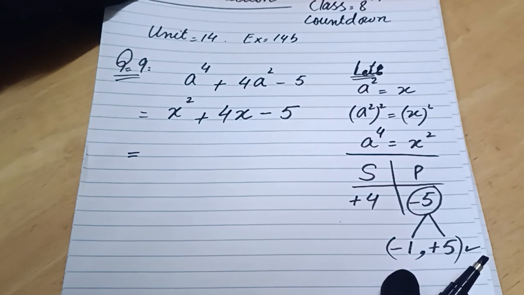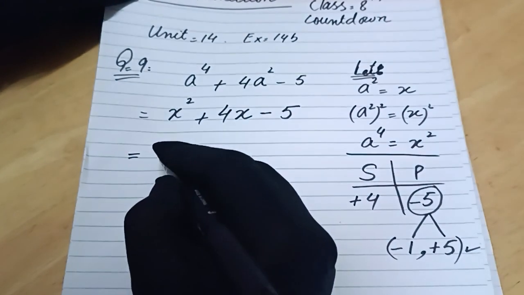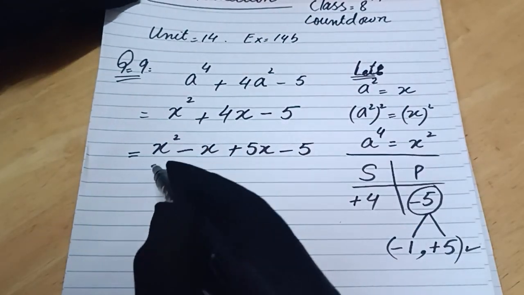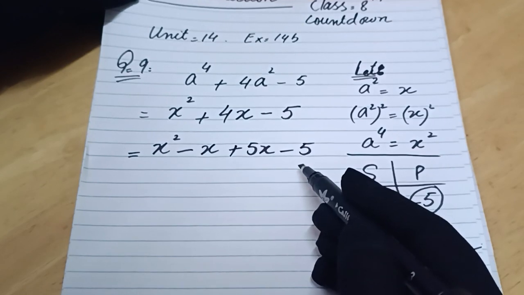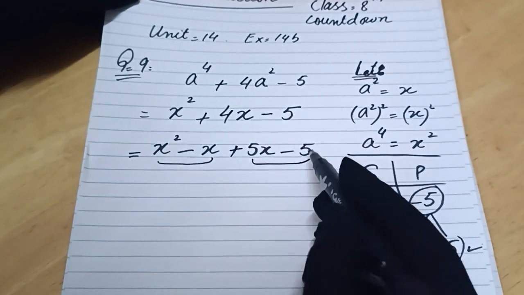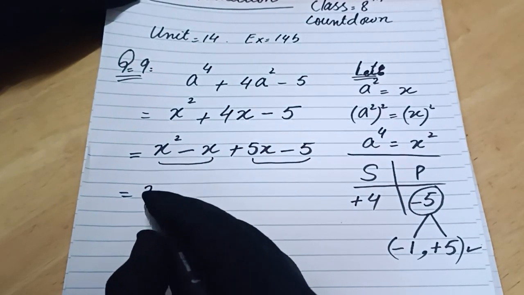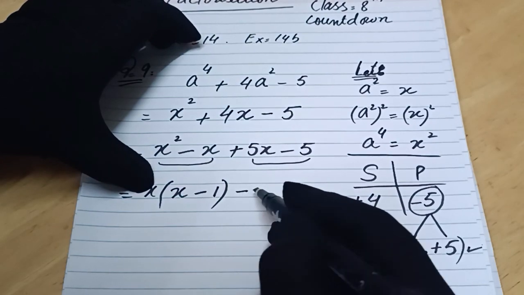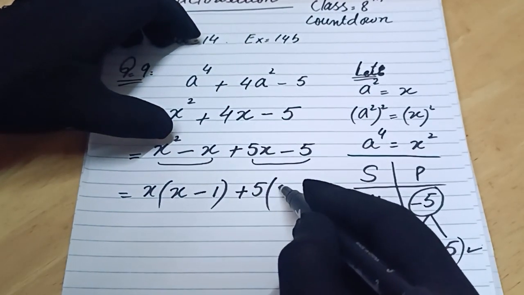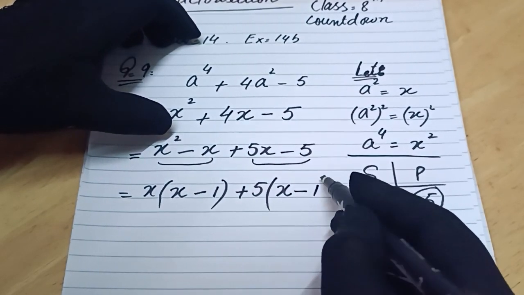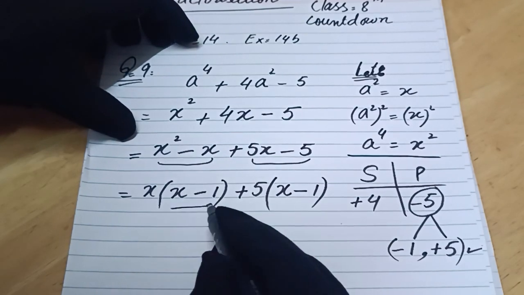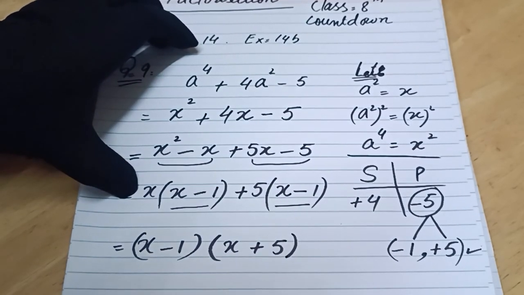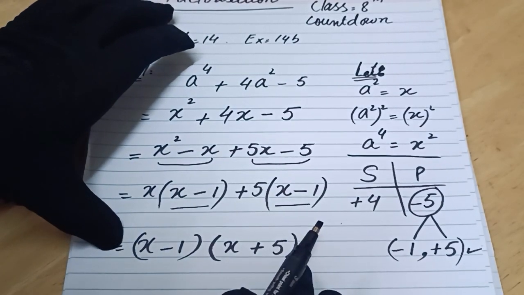Now 4x is split into two terms, that is -x and 5x. So write down x^2 - x + 5x. Now instead of 3 terms, 4 terms are there. Whenever we have 4 terms, we make pairs of terms to take something common. From the first 2 terms, clearly x is common: x(x - 1) + 5(x - 1). Now x - 1 is the same, so take it common and here is left x + 5. Until here your expression is completely factorized.